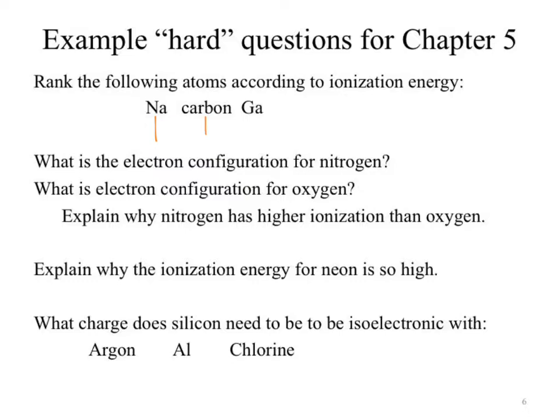What if we want it to be isoelectronic with aluminum? All right, we look at the periodic table. Oh, it's the other direction. We have to lose an electron. So the charge of silicon would be to look like aluminum? +1. It's the balance of the protons and electrons. Okay?